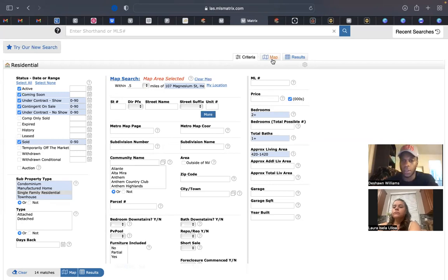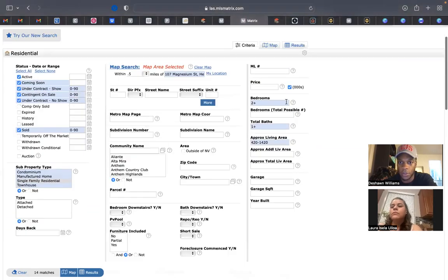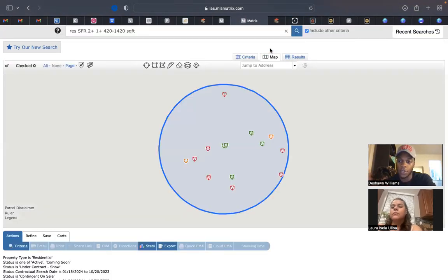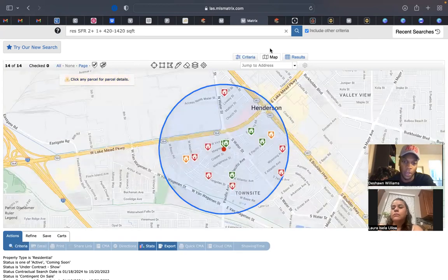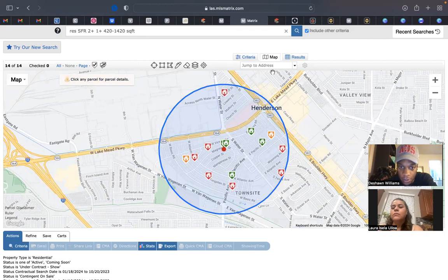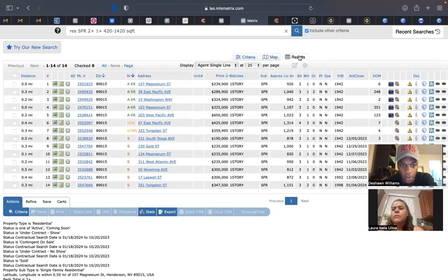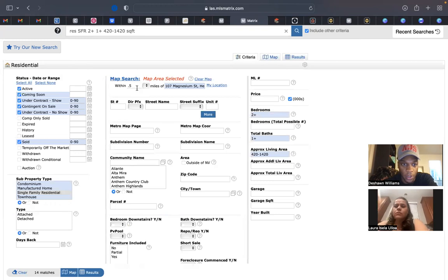Cool. So next thing that I'll do is I'll go ahead and open up the map. One important thing to note is that you never want to consider properties that cross over any interstate or highway. So we don't really want this property over here. And honestly, because there's so many properties, I could probably narrow this down a little bit. Let's go for maybe 4.